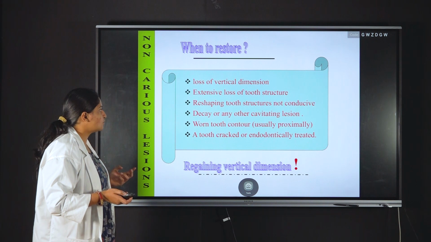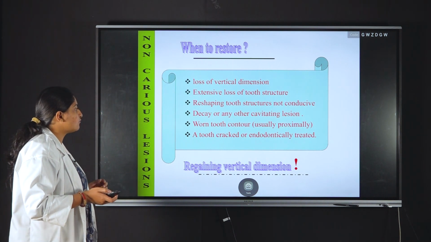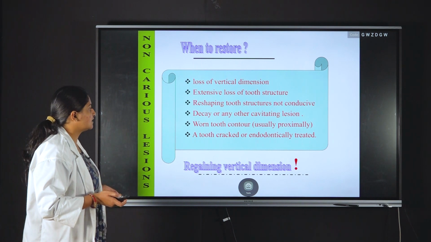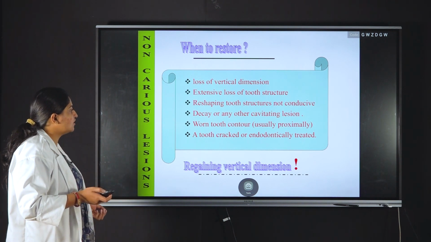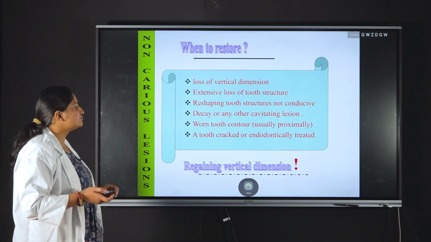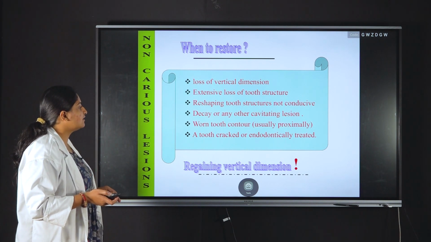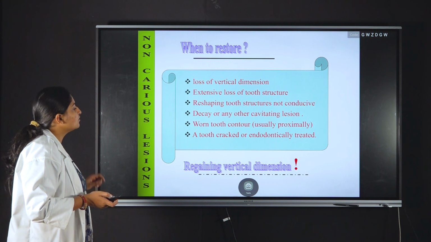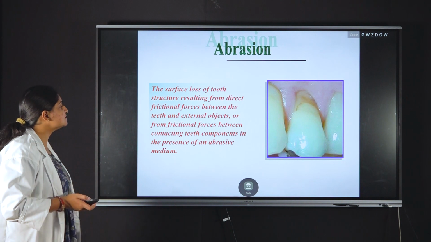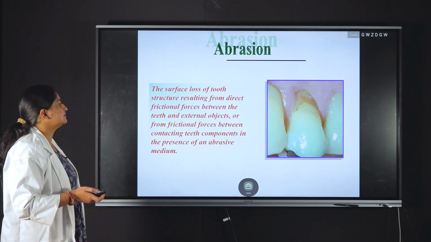So that is loss of vertical dimension, extensive loss of tooth structure when it is greater than 2 mm, and reshaping tooth structures not conducive, and decay or any other cavitating lesion, worn tooth contour, usually proximally, a tooth cracked or endodontically treated. So these all are done to regain the vertical dimension. So I'm going to the next factor, that is the abrasion.